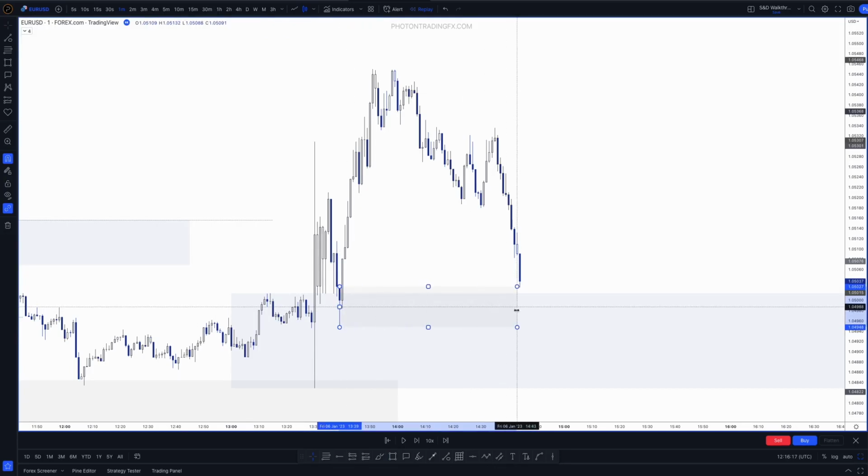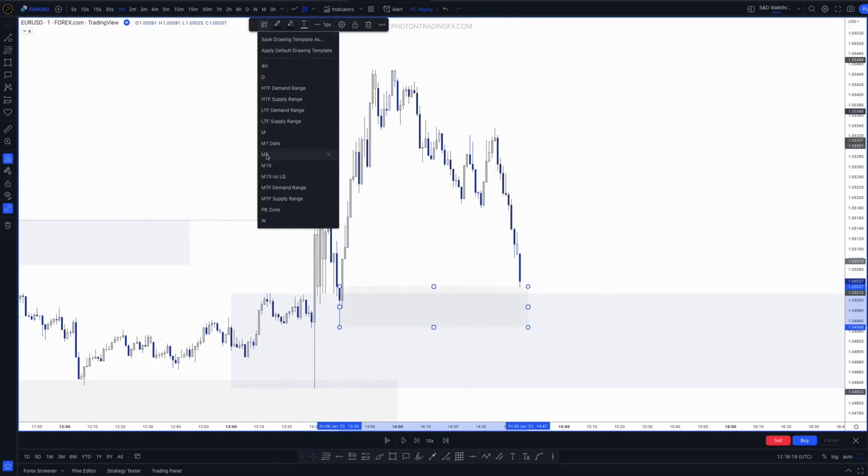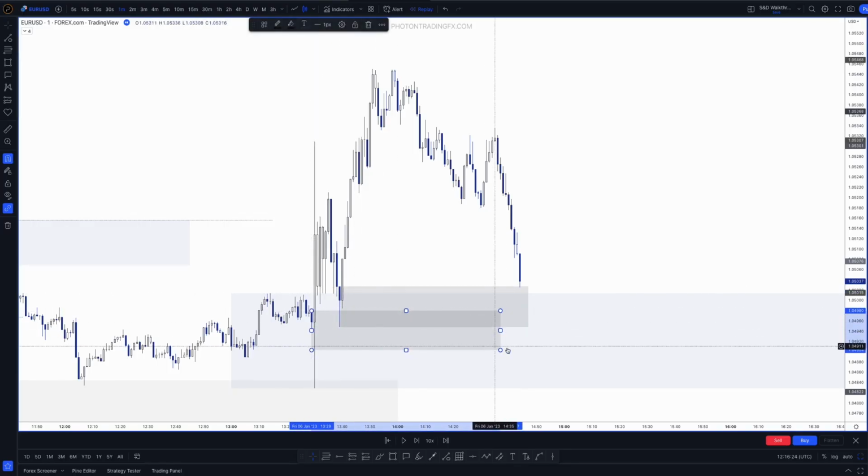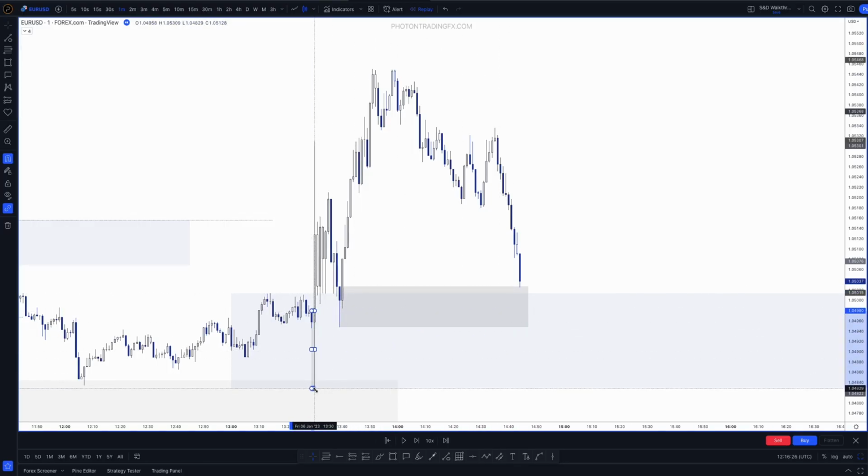So here you have the M1 extreme zone. Technically you could take a trade on that, right? If you really liked the position, the idea, following on from that mitigation there. But let's wait for a little bit more confidence.